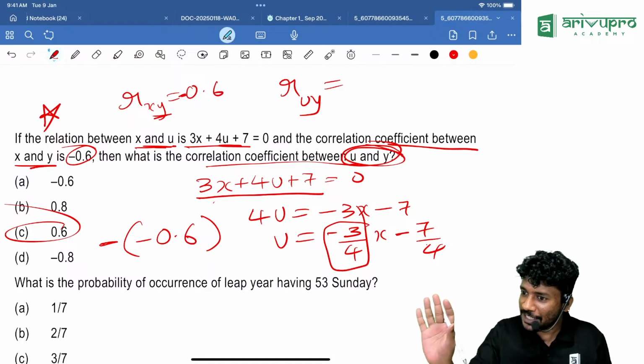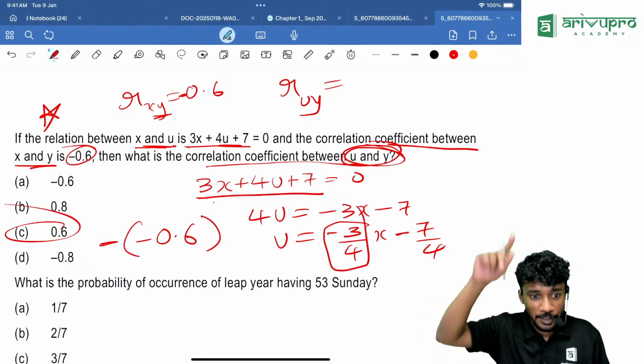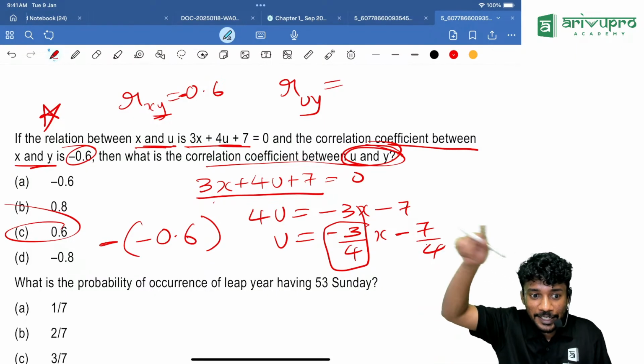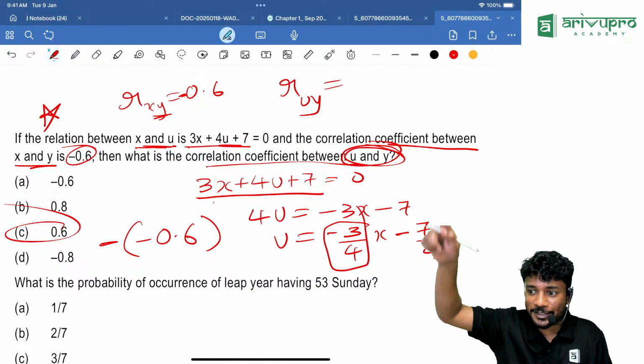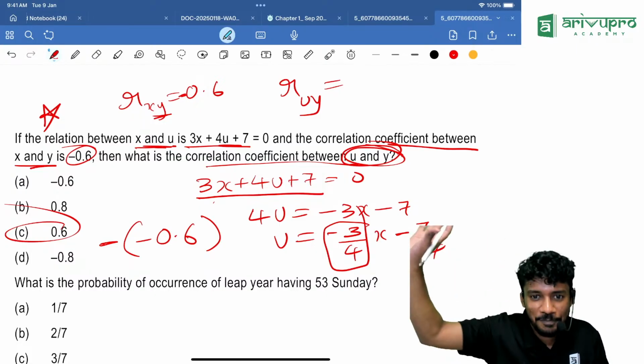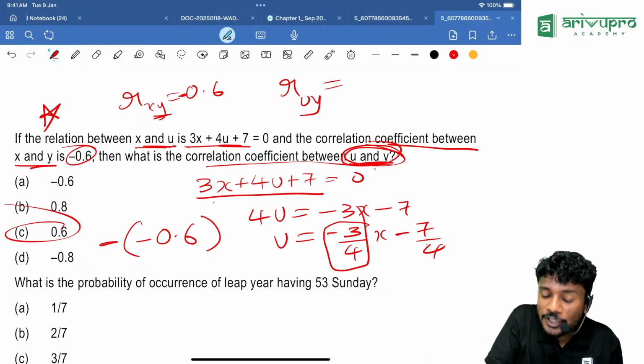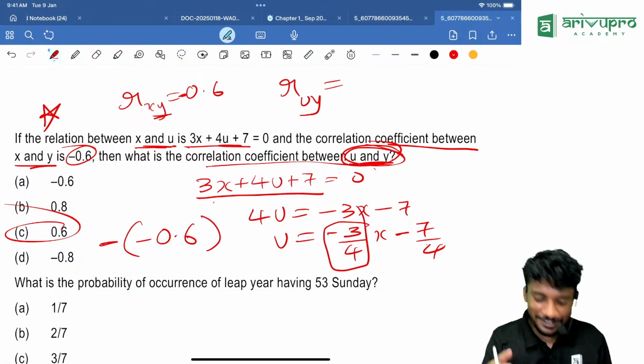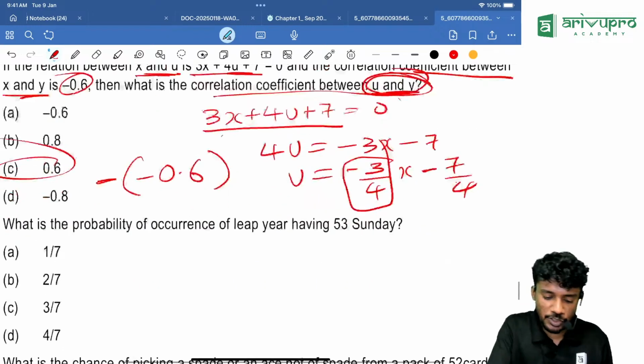It is very indirect. You have a formula. Do you remember? Modulus of b divided by modulus of b into modulus of d into rxy. There is a formula, but instead of that, it is u and y. That's why we are going with this approach. Next question.